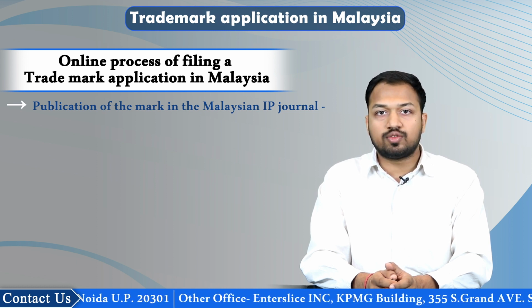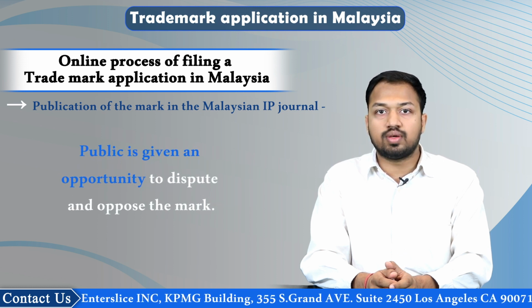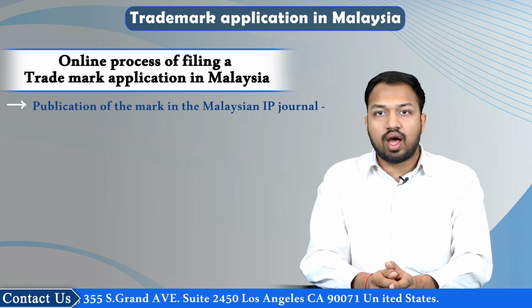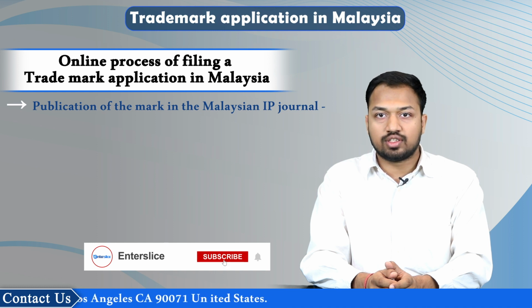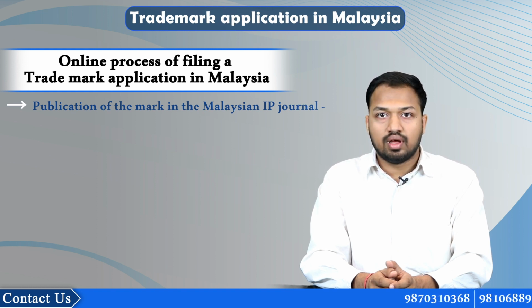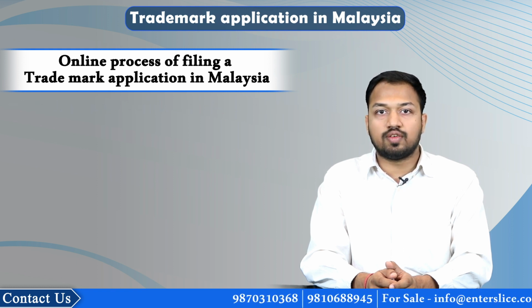Within a period of 2 months from the date of advertisement, the public is given an opportunity to dispute and oppose the mark. In case anyone from the public opposes, the trademark application will be transferred to separate opposition proceedings for determining the registration. This process involves filing a notice of opposition, exchange of statutory declarations, counter statement, and legal submissions between the parties. However, if no opposition is filed, then the trademark will be registered in respect of the services or goods.